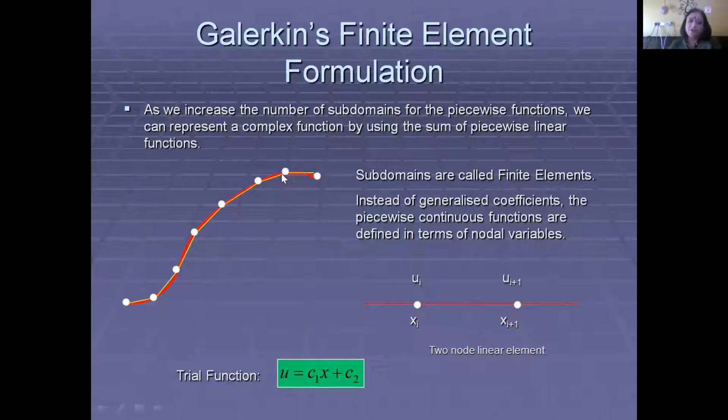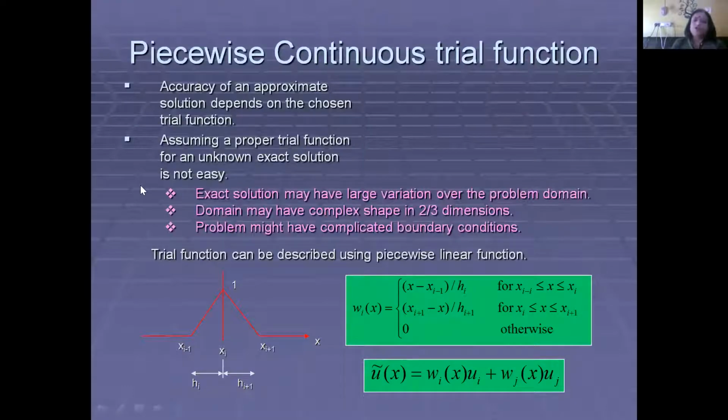Which, if you look at this collection of yellow lines, does seem to be not too bad an approximation for the red curve. I'll come back to this later. So therefore, one thing that we discussed earlier is that the accuracy of my approximate solution depends on the chosen trial function.